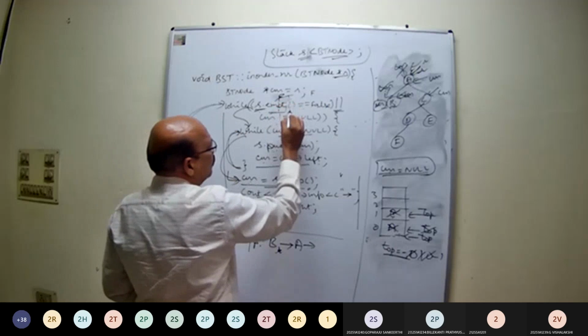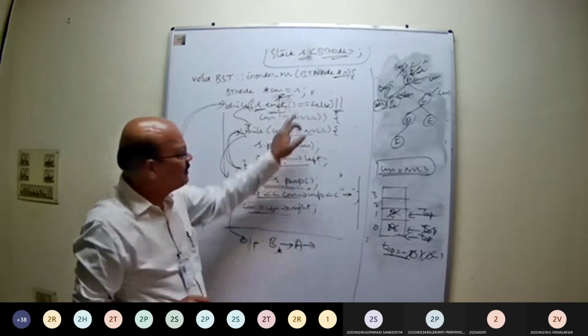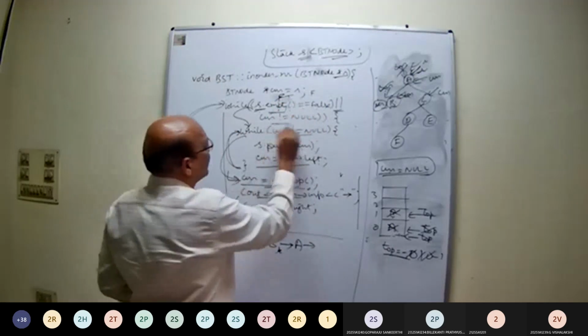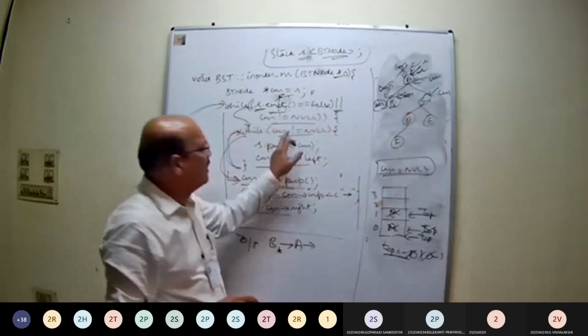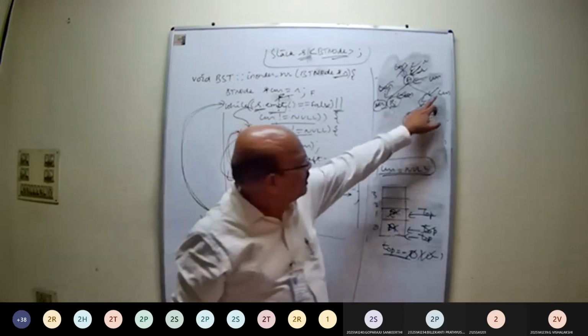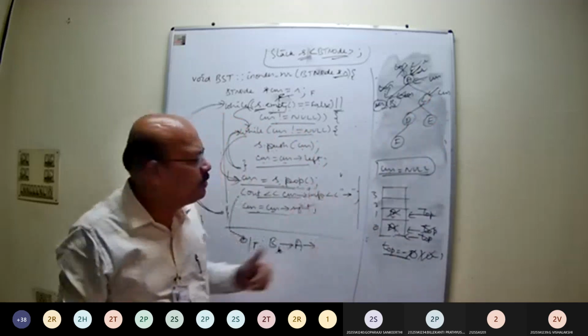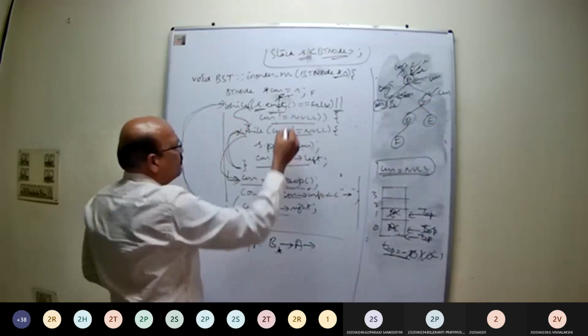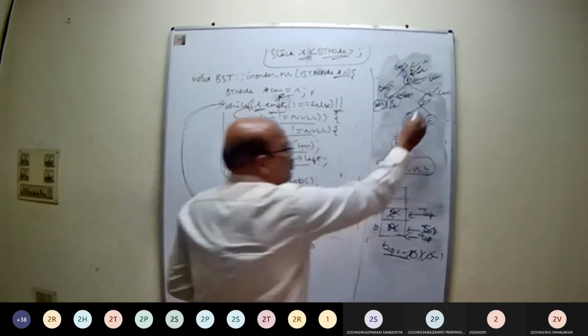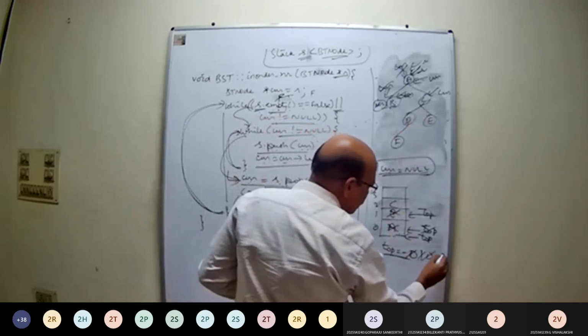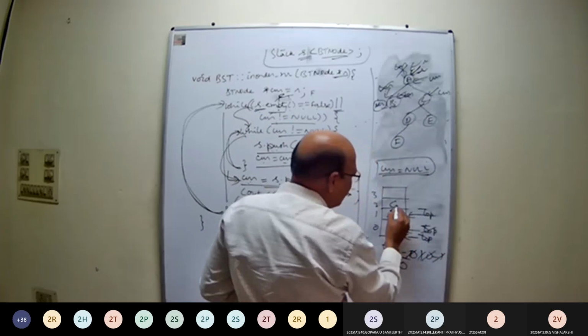S dot empty is true. So true is equal to false? The first condition is false. Now we'll check the status of the second condition. Current is not equal to null. Yes, this condition now becomes true. Current is not null, it is pointing to C. Next, we will come here. S dot push, so C will be pushed. Once again, top will become 0.